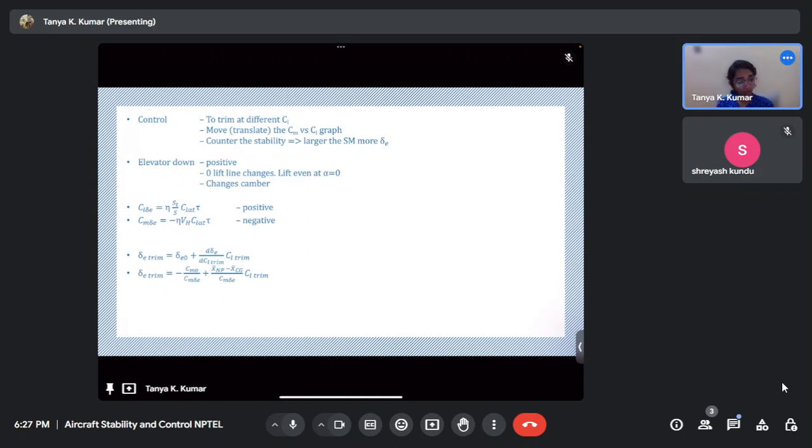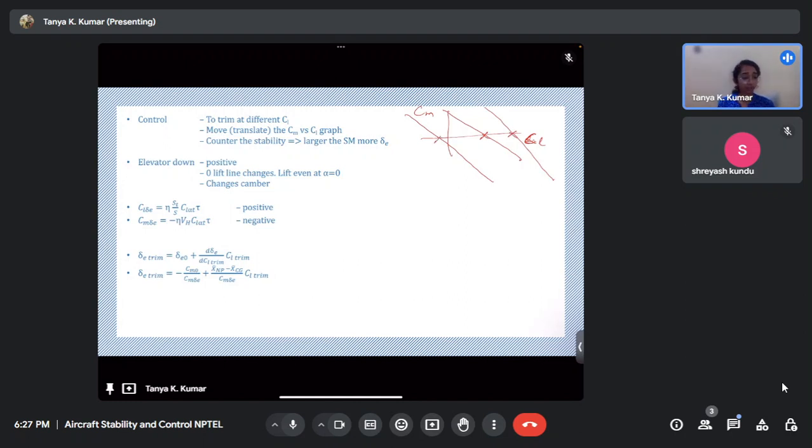What does it do? If this is your Cm versus alpha or Cm versus CL, either way, let's take Cm versus CL, alright? So this was your graph. Now if I change the slope of this, it changes the stability. But the control surfaces do not change the slope of the graph. What they do is translate this graph. So I can move it here, I can move it here to change the different CL trims. These are the CL trims, right?